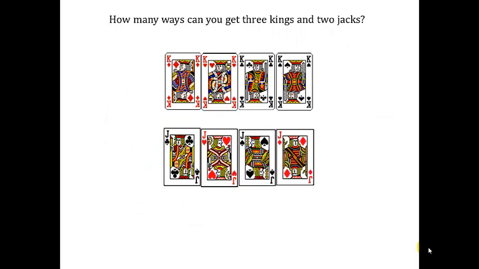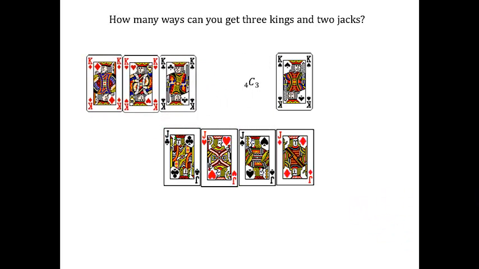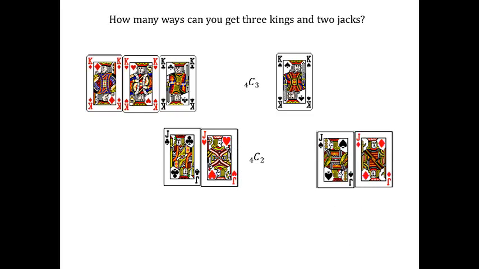How many ways can you get 3 kings and 2 jacks? Out of the 4 kings in the deck, we're going to choose 3 of them. And out of the 4 jacks in the deck, we're going to choose 2. So our combination is 4 choose 3 times 4 choose 2. There are 44 remaining cards in the deck that we don't want any of, which is the combination 44 choose 0. This is equal to 1 mathematically and is not necessary, but allows us to check our calculations.